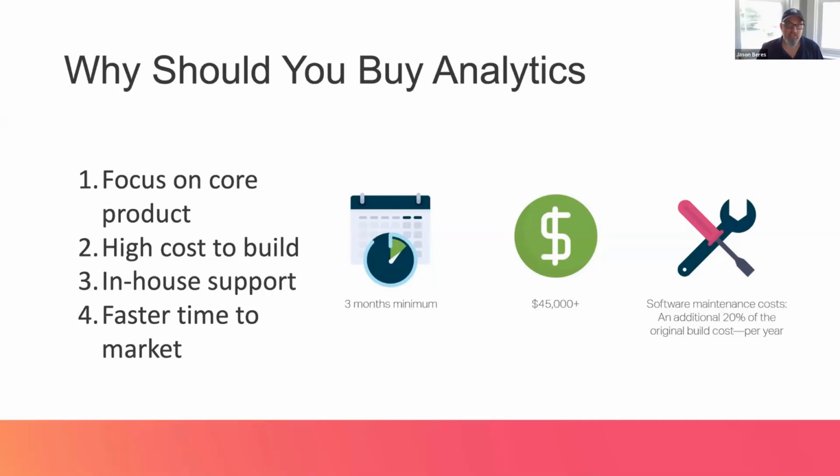So buying: high cost to build, obviously we talked about that. We have a research paper on our website. It's 700,000 or more in the first year, just in resources to even attempt to build something like Reveal, where you've got all of the features: self-service BI, all these data connectors, artificial intelligence, machine learning, statistical analytics, all that good stuff, exporting to PDFs and Excels and PowerPoints. In-house support's another reason. And then faster time to market.